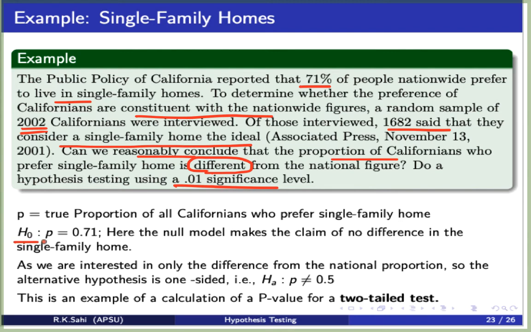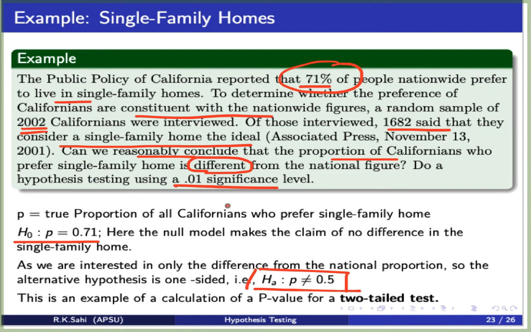We have the null hypothesis. Remember the hypothesized value? 71% of the people nationwide. So that is my P sub 0. And when you read the second last sentence saying, can we reasonably conclude that this proportion who prefer single family homes is different, that's a sure shot of saying, oh, the alternative hypothesis will have a not equal to sign. Remember, different means it can be more or it can be less. It can go either way.